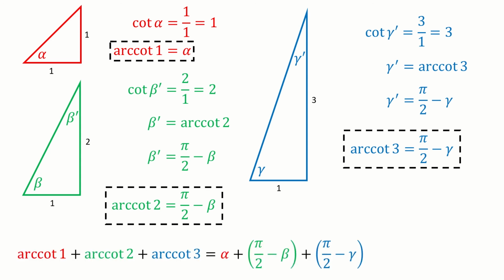So now we plug these three boxes into this bottom equation. So we got arccotangent 1 plus arccotangent 2 plus arccotangent 3 equals alpha plus half pi minus beta plus half pi minus gamma. We simplify it and we got it equals alpha plus pi minus beta minus gamma.